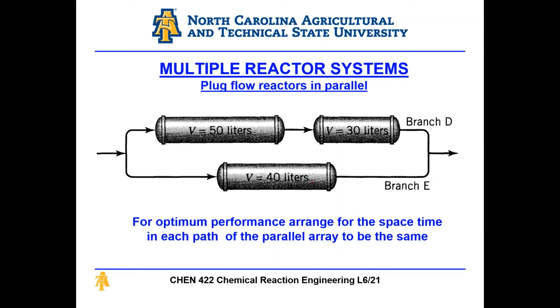What about if I have PFRs in parallel? How do I arrange them, right? Let's say in this case I have 3 PFRs, 2 of them are in series in one branch. This one has a volume of 50 liters, this one has a volume of 30 liters. And in this branch, branch E, I have one PFR with a volume of 40 liters. You need to take note of this metric here. For optimum performance, arrange for the space-time in each path of the parallel array to be the same. So I want to arrange such that tau in this branch is equal to tau in this branch, right? And this will give me optimum performance.